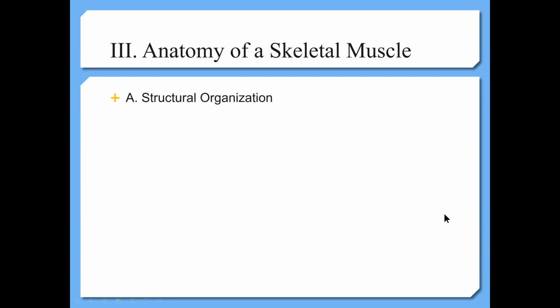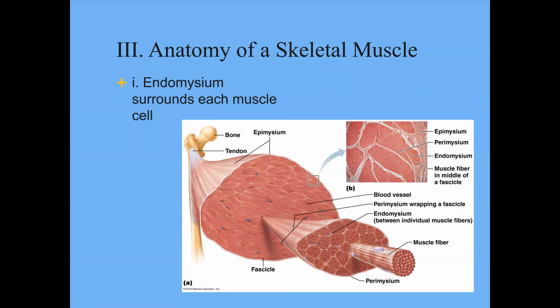Anatomy of skeletal muscle, structural organization. We have coverings around the muscle, okay? We have three coverings. We have an inside covering, an intermediate covering, and an outside covering. The covering around the entire muscle is called the epimysium, okay? A covering around an individual muscle cell, okay, is called an endomysium. This is an endomysium here. These are myofilaments of this individual muscle cell. This is an endomysium here, okay?